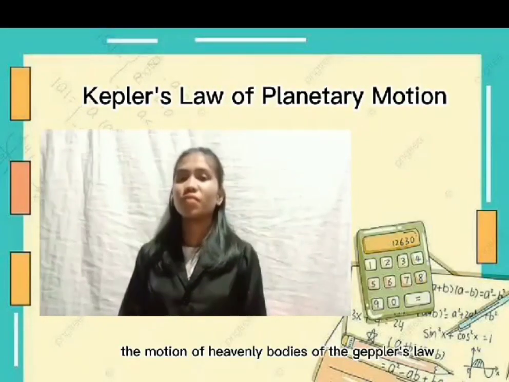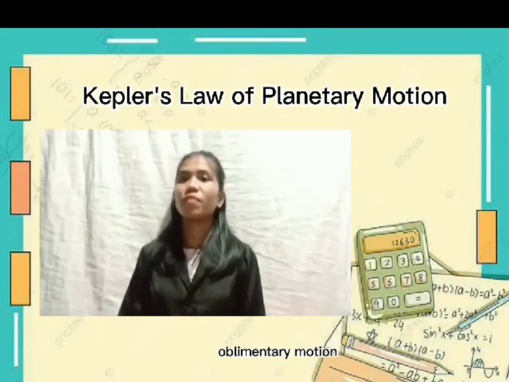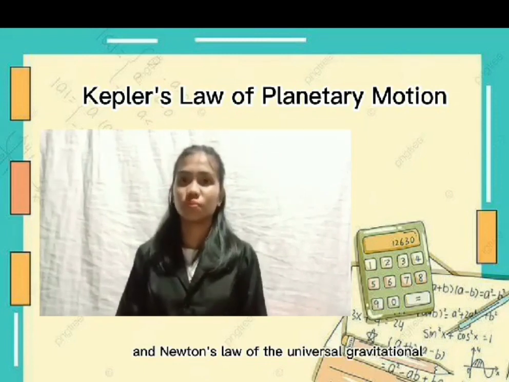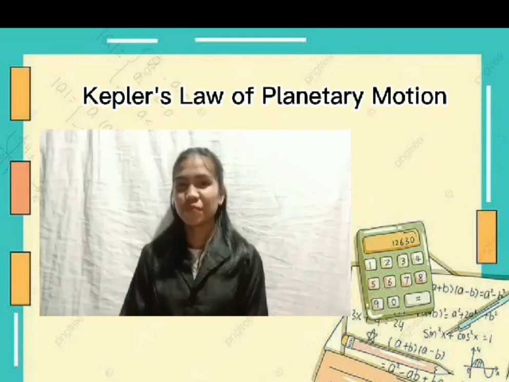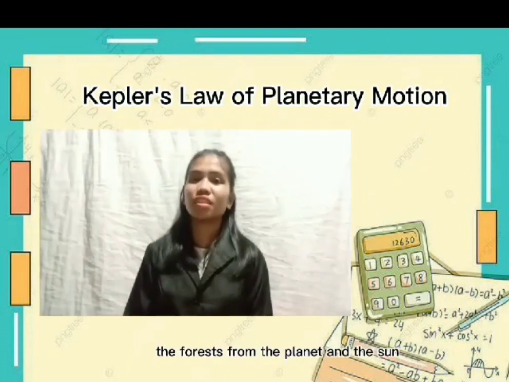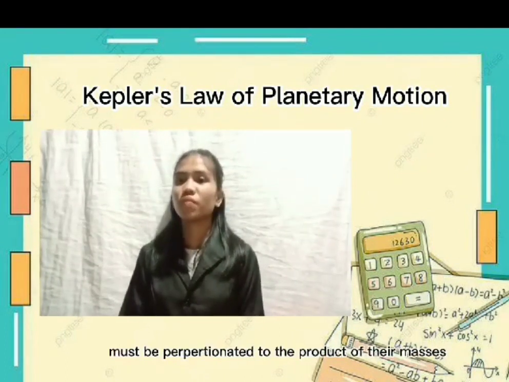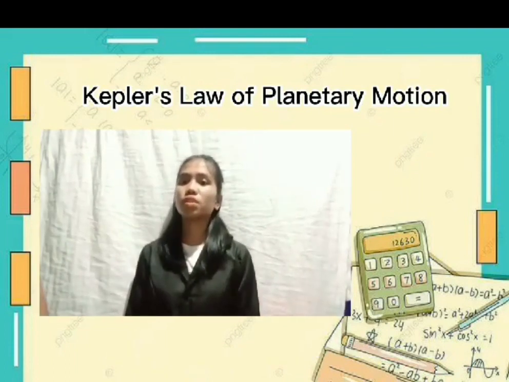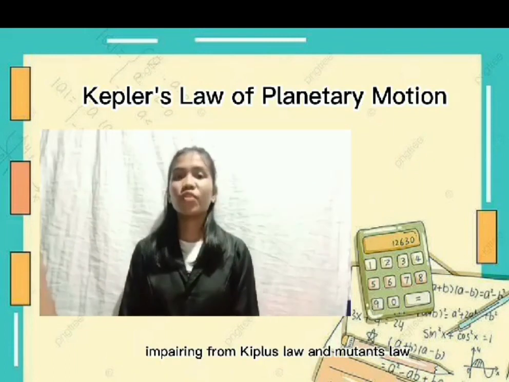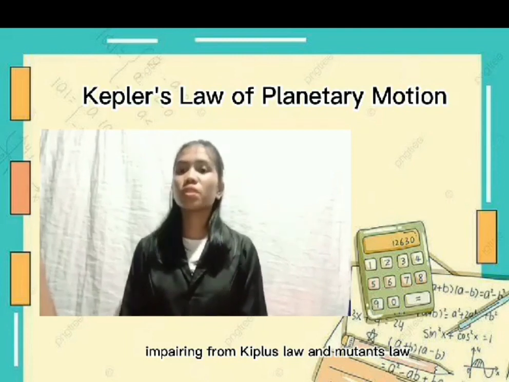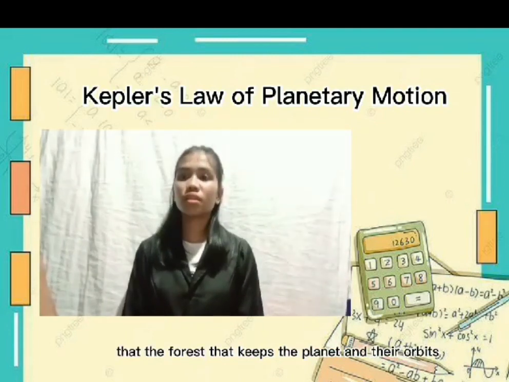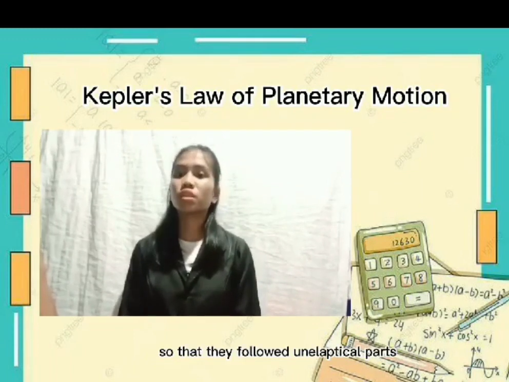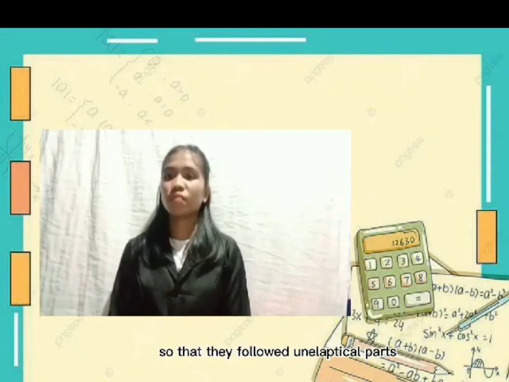The motion of heavenly bodies obeys Kepler's laws of planetary motion and Newton's law of universal gravitation. The force between the planets and the sun must be proportional to the product of their masses, according to Kepler's third law and Newton's third law. Inferring from Kepler's law and Newton's law, the force keeps the planets in their orbit by continuously changing their velocity so that they follow an elliptical path.